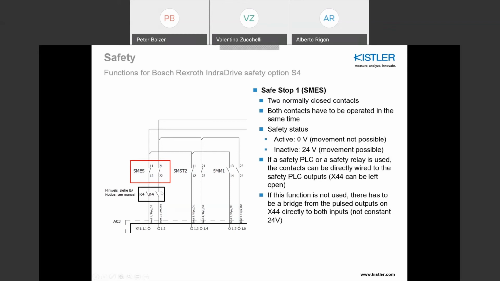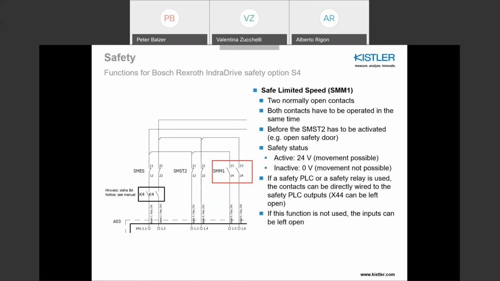So for example, IndraDrive is always used for the emergency stop, but if we go to the next step, exactly the same description. If you are not using the IndraDrive T2 because you are using, for example, a manual workstation with a light curtain, please simply make a bridge and do not let the inputs unwired. Otherwise, you will always have an active IndraDrive T2 safety function. So this is really important. For the SMM1, you see here we have two normally open contacts. If you are not using the safety reduced speed, you can simply leave these inputs unwired and nothing is happening.